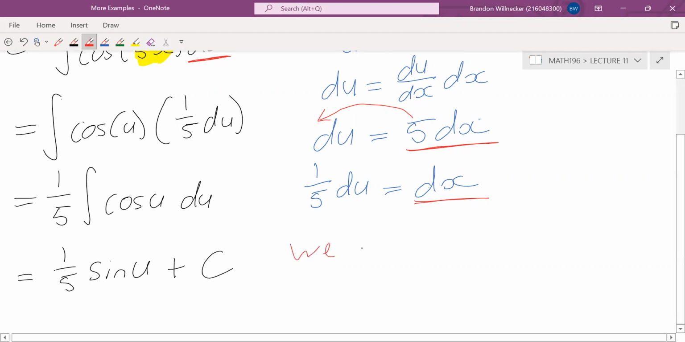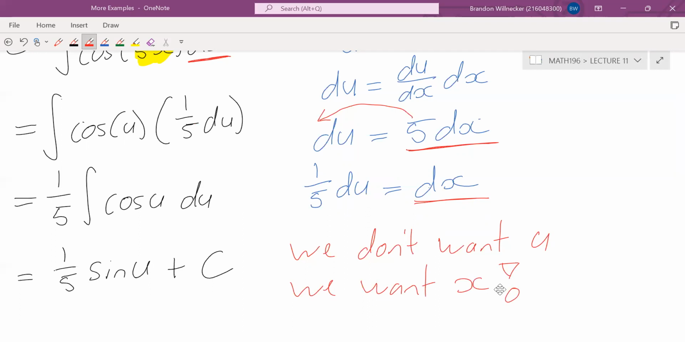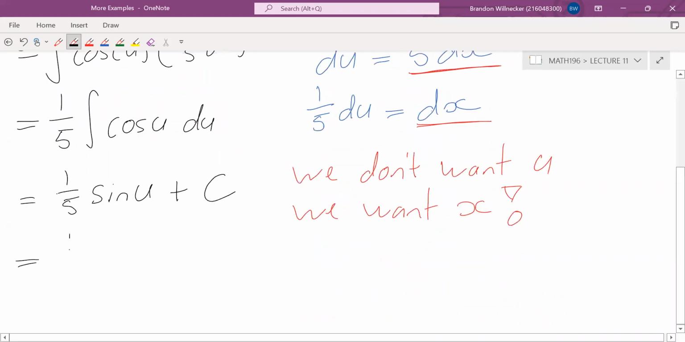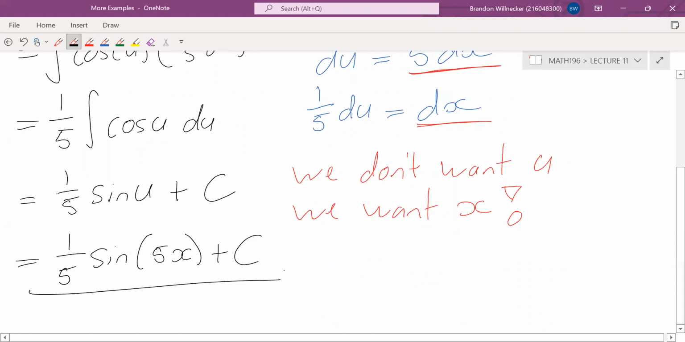But remember, we don't want u. We want x. So we need to replace this u variable with the original x expression. What was that? u is equal to 5x. So we can write this as 1/5 sine of 5x plus c. And that's our final answer.